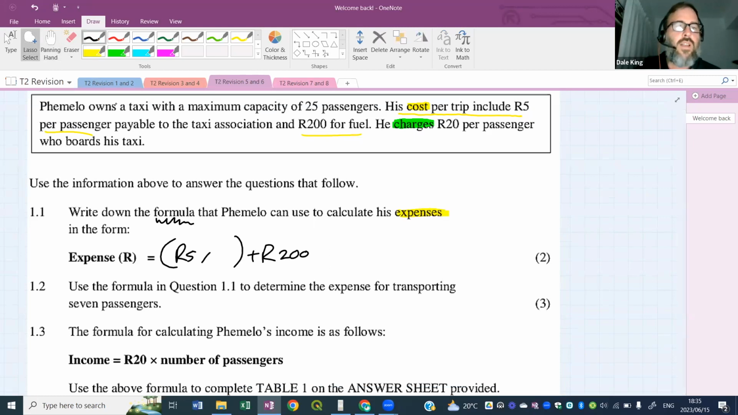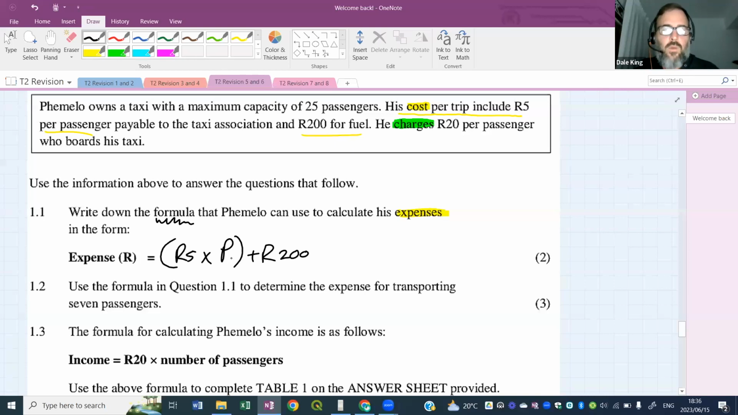Okay. So instead of writing the word passenger, I'm going to say P. Now I know what you're thinking. Oh, that's a variable. Just relax, guys. It's not core maths. It's not a variable. It's just the letter P for passenger. So we're just saying 5 rand times however many passengers that we have. In the exam, you can use P or you can write out the whole word passenger.